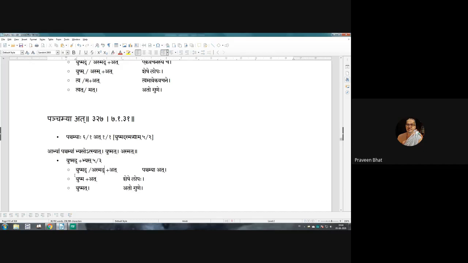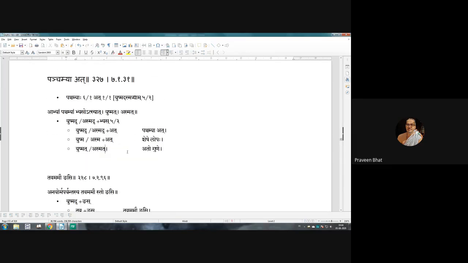With Asmad, Asmad plus Bhyas will become Asmad plus At, then Sheshe Lopa will give Asma plus At, and then Ato Gune will give your Asmad. This is Panchami Bahuvachana. Rupas are not difficult. Sutras also, once you start applying, it is not difficult.